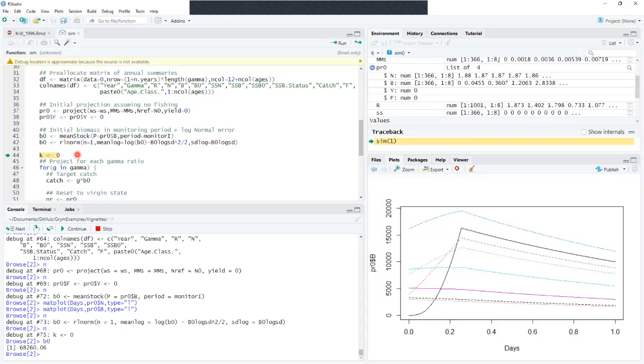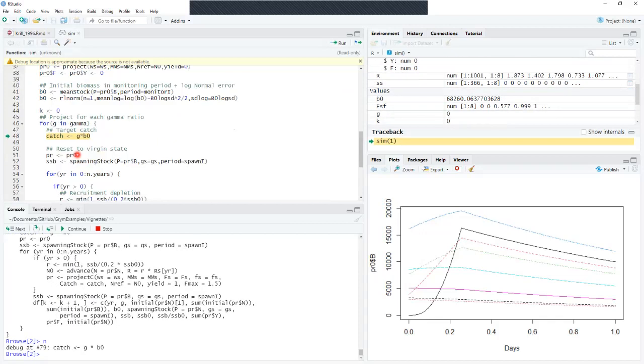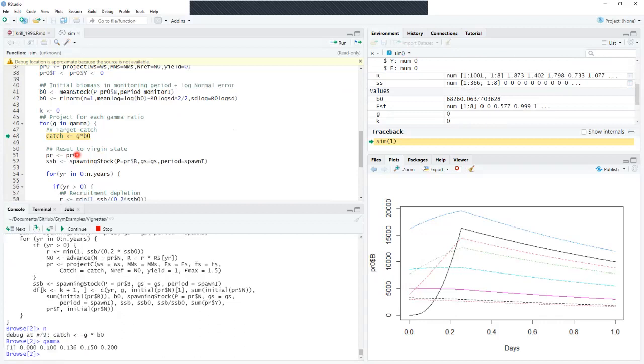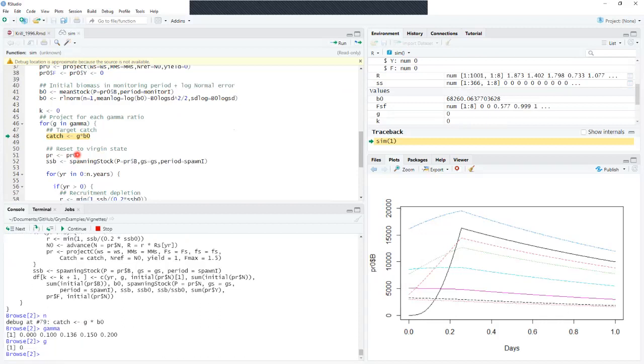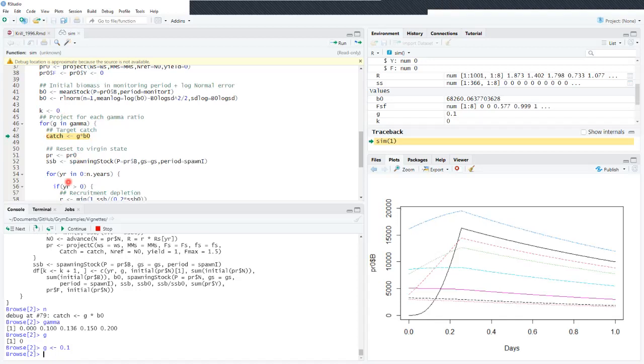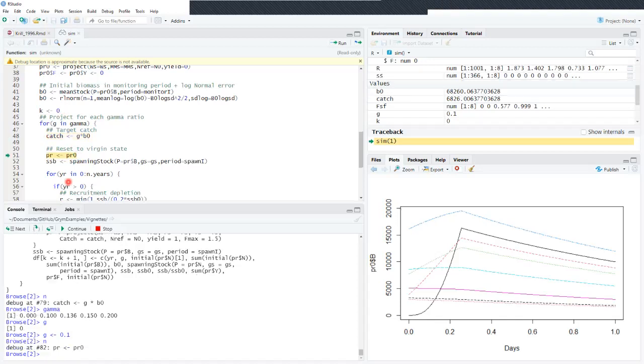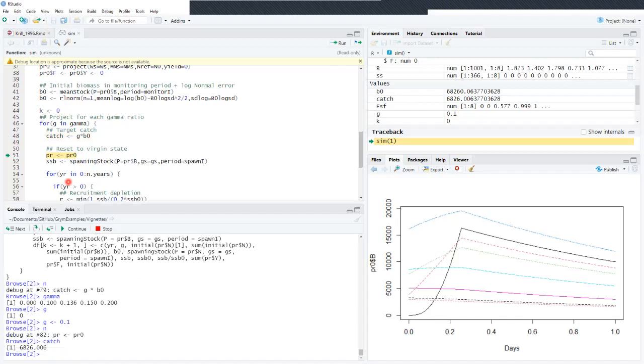So I'm just going to step through here. Now, if we look at our gammas, these are the fractions of catch that we're going to consider. And the first one's 0, right? So G is initially 0. That's a kind of dull one to investigate. So I'm just going to artificially change that to the first one, 0.1, right? And then I'm going to calculate this catch. So the catch is 6826, or 10% of what we thought was there in the monitoring period.